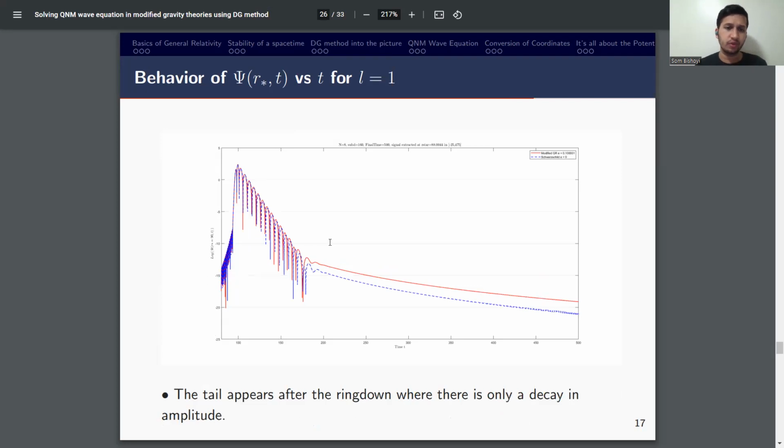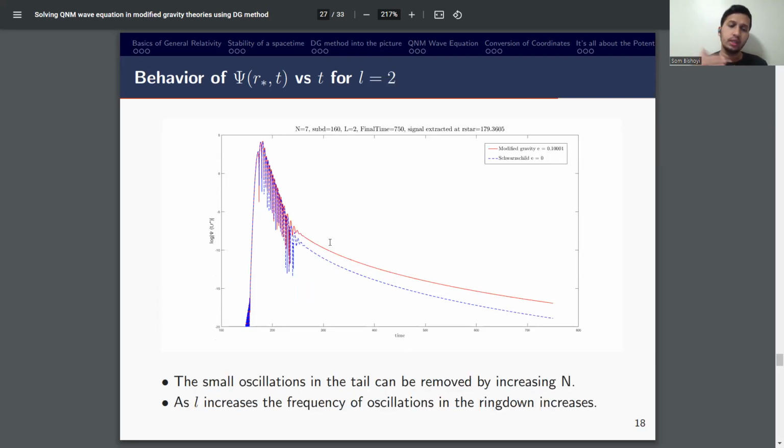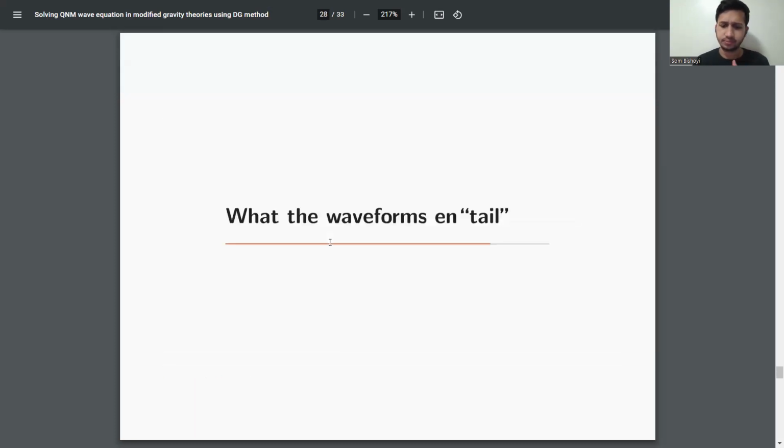We can see a similar plot for L equals 1, just that there are a lot more oscillations now in the initial stage, and then we see a decay in amplitude. Similarly, for L equals 2, the rate of oscillations, in a way the frequency of oscillations, increases in the initial stage, and then we also get a nice tail which goes down as we move later and later in time. So the same observation can be seen here: as L increases, the frequency of oscillations also increases in the ring down stage.